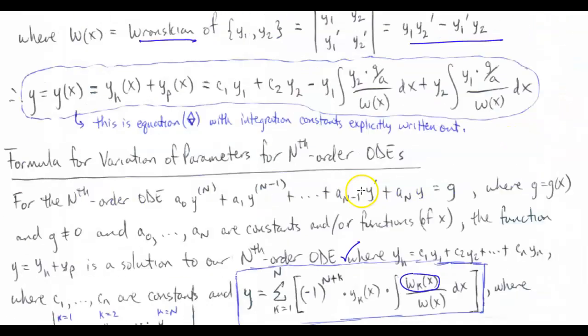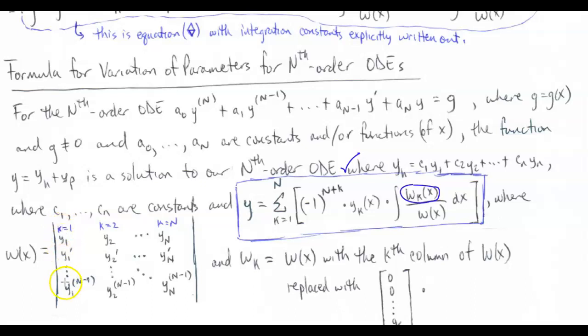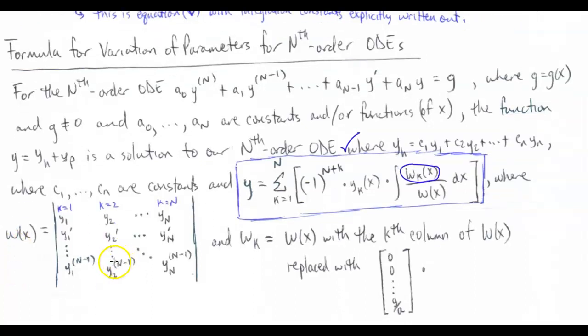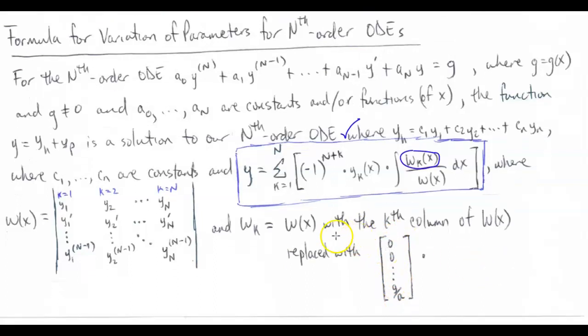Okay. Now, for the nth order, notice that this is the k equals 1 column, k equals 2 column, and k equals n column for the Wronskian matrix. And here, let's say if my n is something really big, then of course my Wronskian 1 would just be this first column here, replaced with all zeros except for the last one, which is g divided by a. Okay. And for Wronskian sub 2, all columns will be the same here, but of course this column will be replaced with this particular column here. And so that's basically how you use the formula.